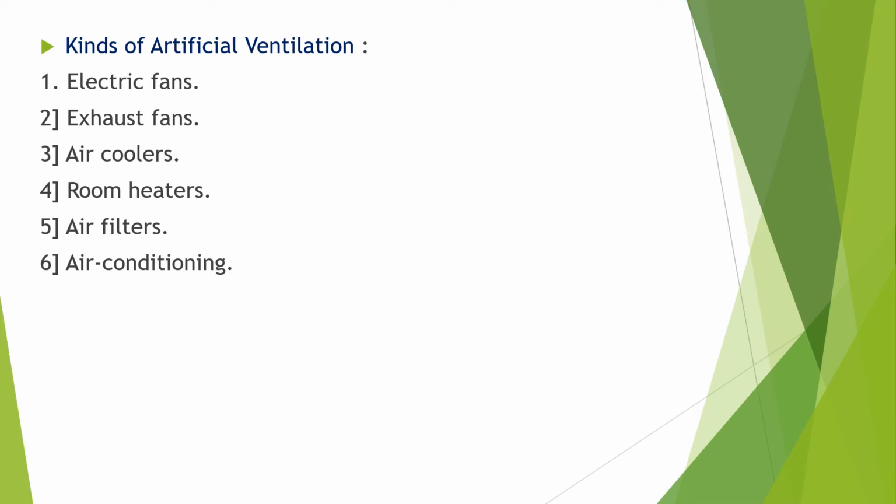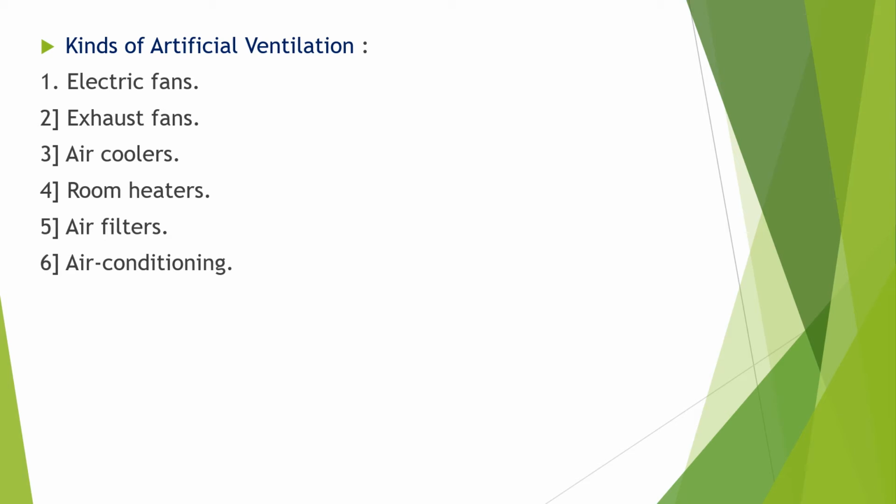Second is exhaust fan. This fan draws out air from the room. They are a very effective measure of ventilation. This fan must be provided in basements, crowded rooms, canteens, workshops, and machine rooms. So the warm air is let out and fresh air enters through the windows and doors.